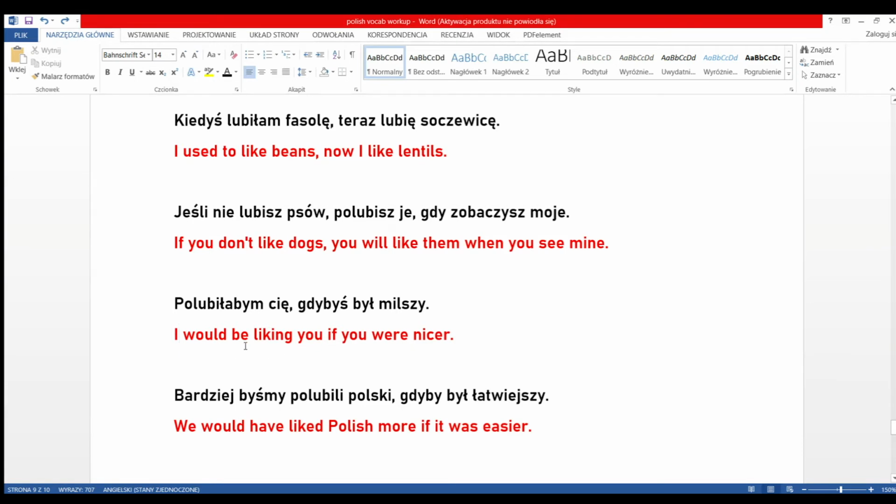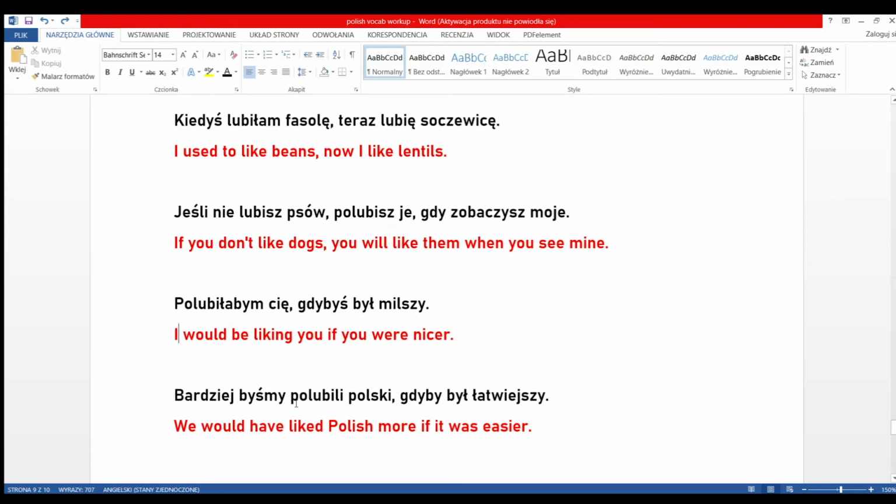You cannot say I would like you if you were nicer, because you have this form in English, I would like to have something, so it would become literally chciałbym. It means that I would like an ice cream, I would like whatever, so it would become a different verb. This is why I've written here, I would be liking you if you were nicer. You can say lubiłabym cię, gdybyś był milszy, so we can use the imperfective aspect.